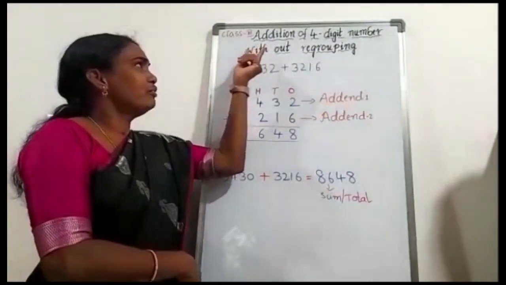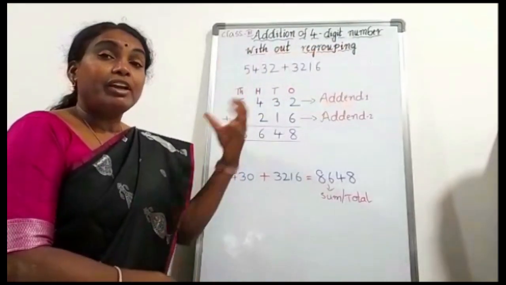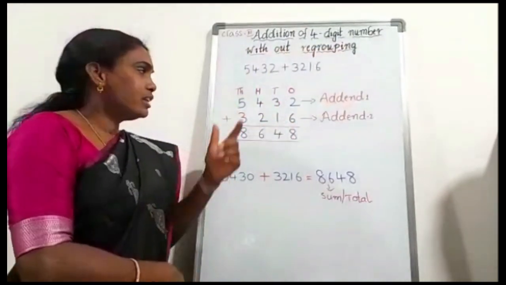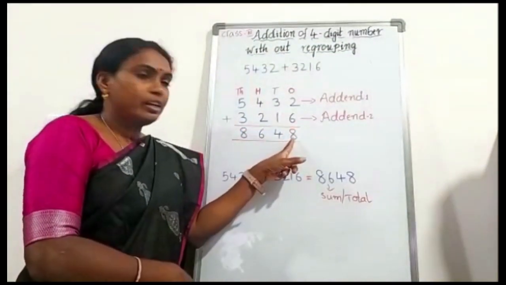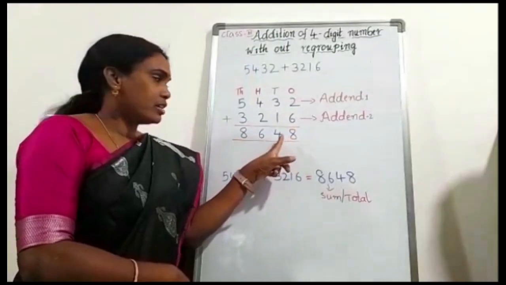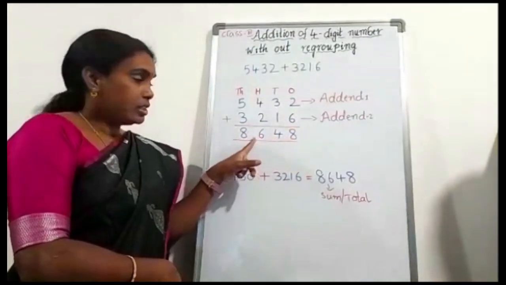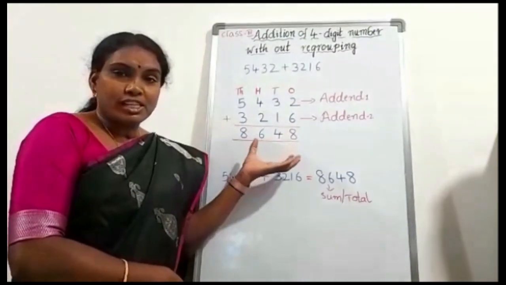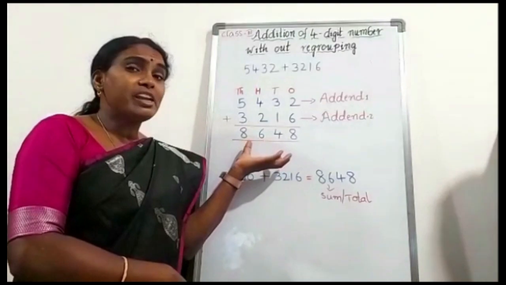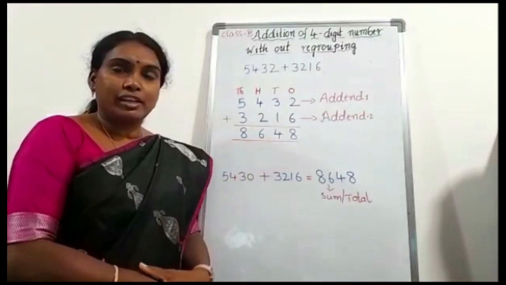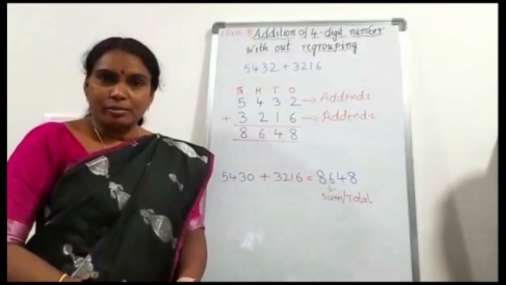Then what about this one? Without regrouping we have written. Why are we writing 'without regrouping'? See here, in the ones column we got only the one-digit number 8. Here also we got the one-digit number 4. Here also we got 6. Here also we got 8. So in this answer, in the sum or total, we got only one-digit numbers. One-digit numbers are 0 to 9. Yes, we didn't get a two-digit number anywhere.